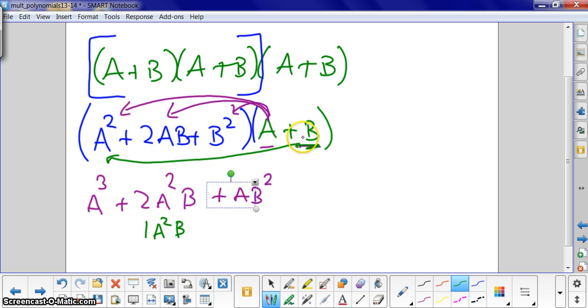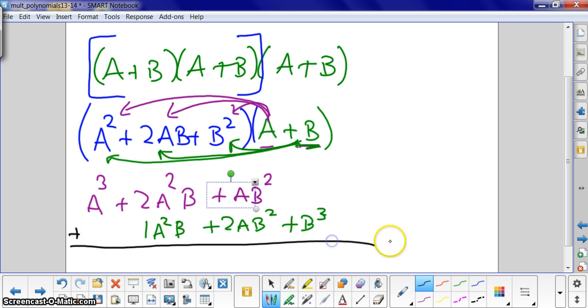Let's see what I get next. B times 2ab, that's 2ab squared. Aha, there's another ab squared, so I'm just going to write it down here, 2ab squared. And then lastly, b times b squared gives me a nice quaint b cubed. Almost missed that one. Now I'm just going to add straight down.